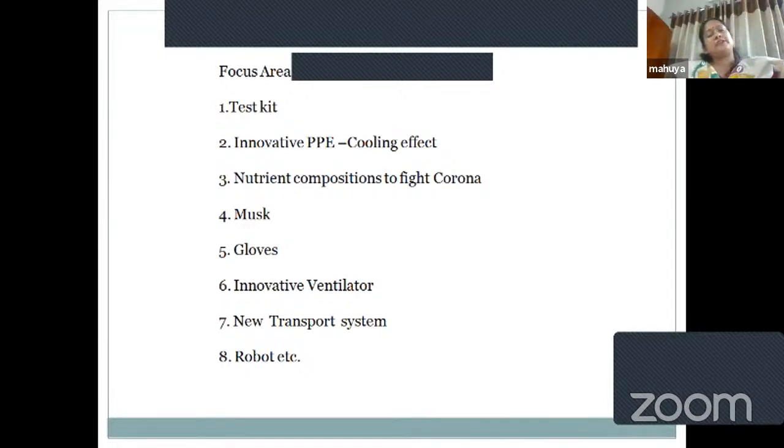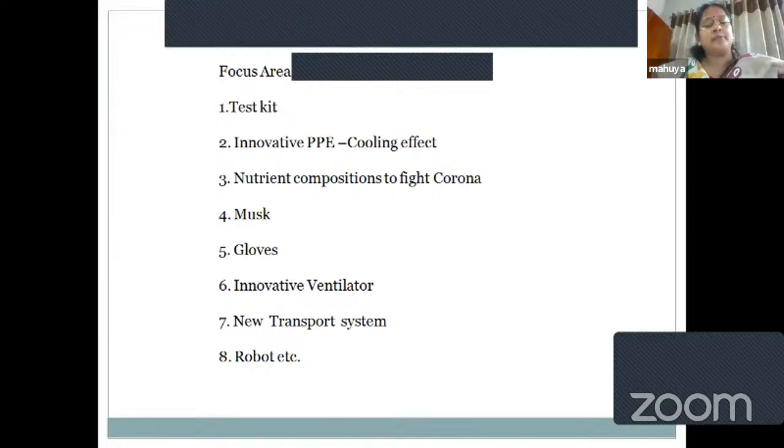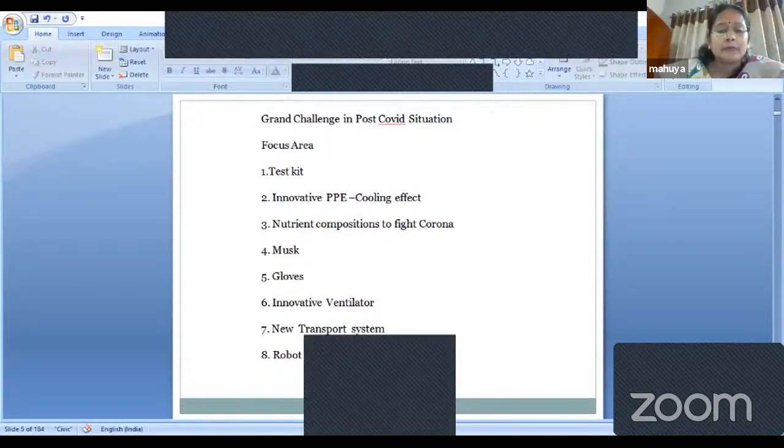So today in the post-COVID situation, what are the grand challenges? I think you all know: test kits, innovative PPE, nutrient composition to fight corona, masks, innovative gloves, innovative ventilators, new transport systems, and obviously robots. Why? Because touch-free delivery of food and medicine was so important. So robots are very important in today's technology frontier. And I want to share my screen for this video. Please be patient, I'm sharing.